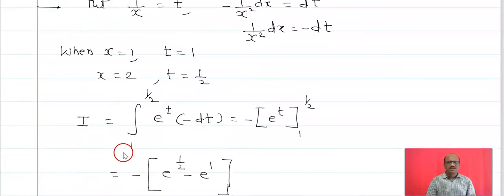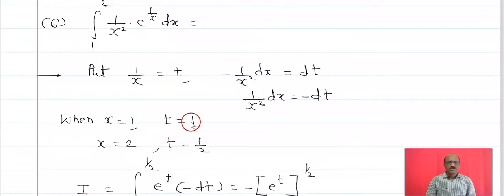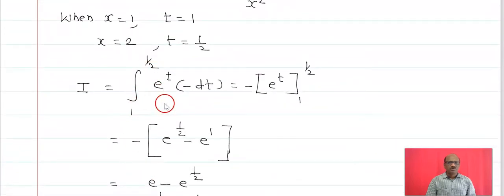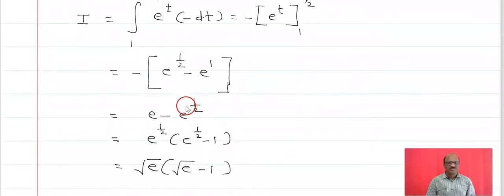Then you will get the integral I equals, lower limit is 1, upper limit is 1 upon 2, e raised to t in bracket minus dt. Take minus sign outside the bracket, e raised to t, lower limit is 1, upper limit is 1 upon 2. Substitute upper limit minus lower limit, that is minus e raised to 1 upon 2 minus e raised to 1, and if you operate the negative signs जर याच्यात आपण ऑपरेट केलं तर तुम्हाला काय मिळतं? e minus e raised to 1 upon 2.